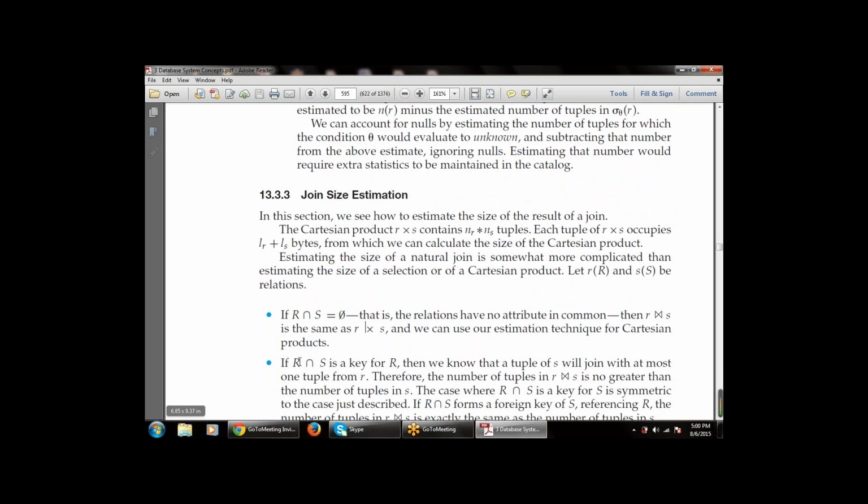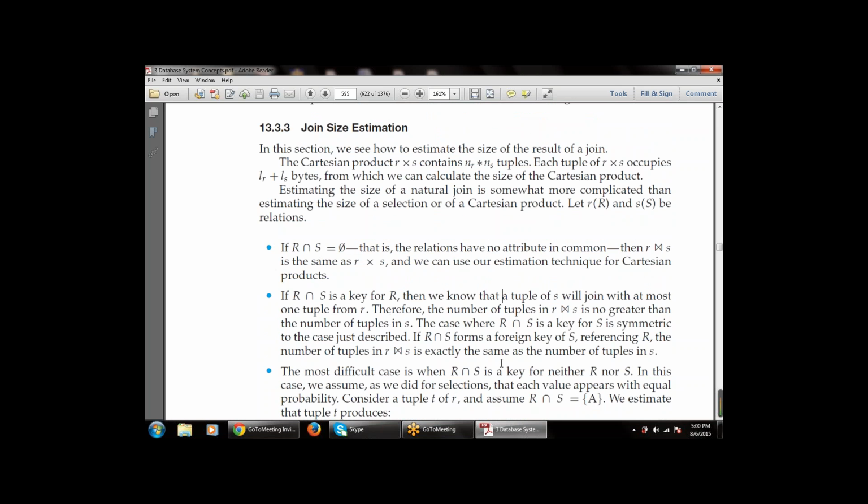If R intersection S is a key for R, then a tuple of s will join with at most one tuple from r. Therefore, the number of tuples in r join s is no greater than the number of tuples in s. The case where R intersection S is a key for S is symmetric to the case just described. If R intersection S forms a foreign key, then the number of tuples in the join is the number of tuples in s.